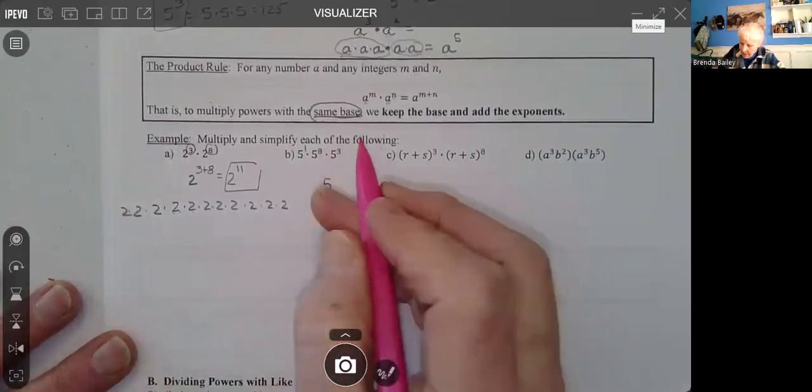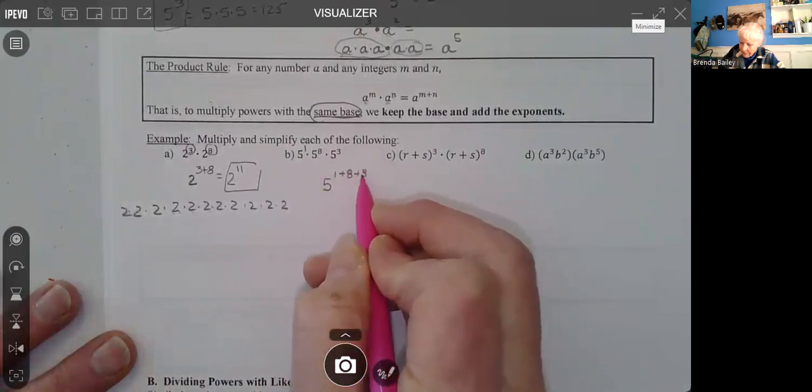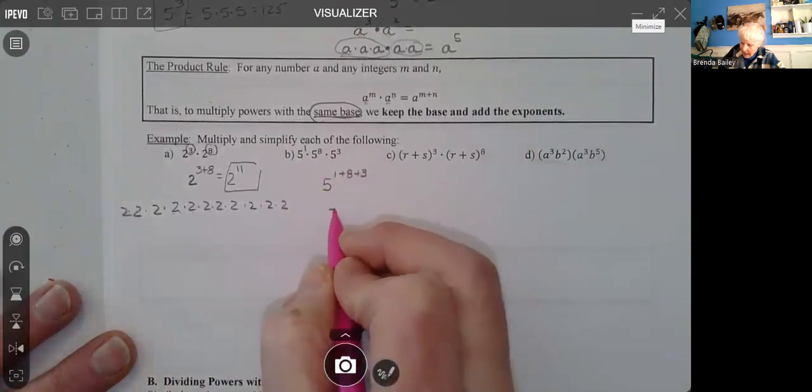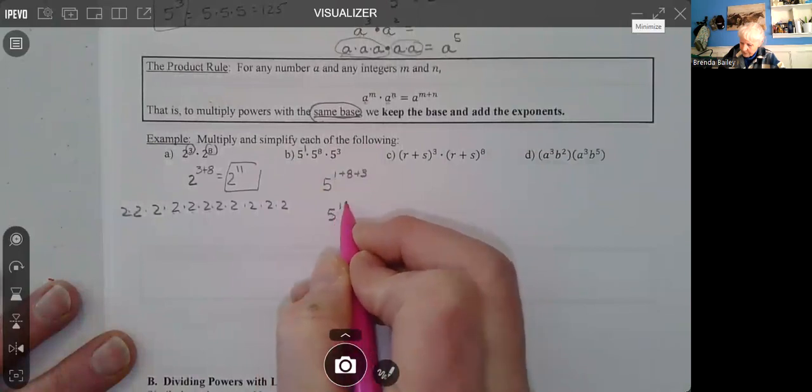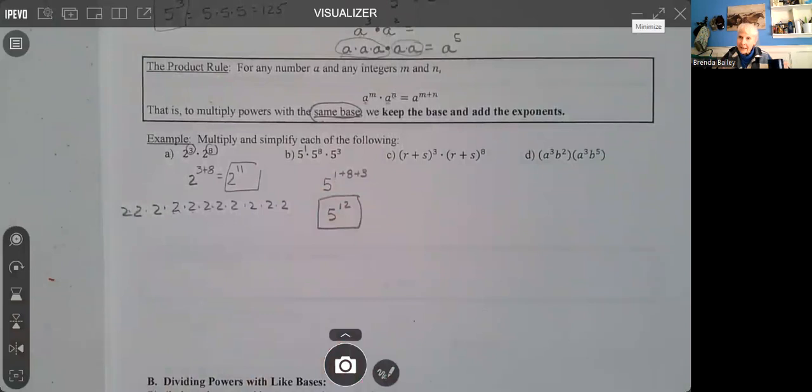Now we add the exponents. 1 plus 8 plus 3. So that gives us 5 to the 12th. Again, very large number, so we'll just write it in exponential form. 5 to the 12th.